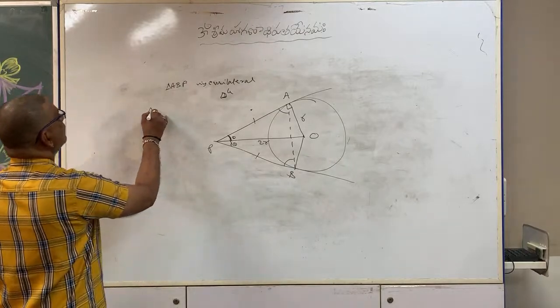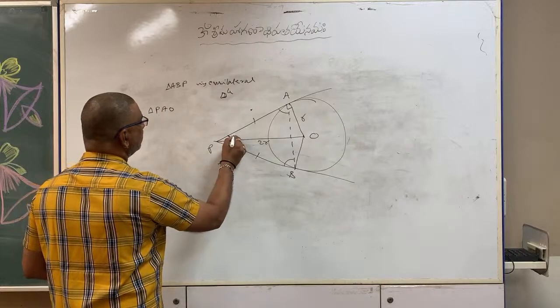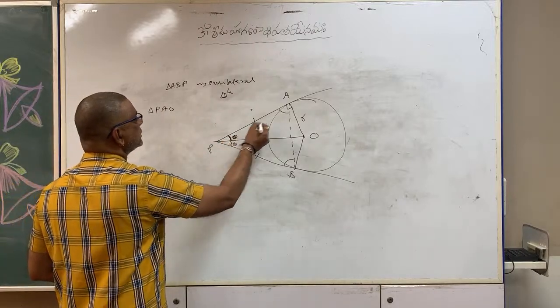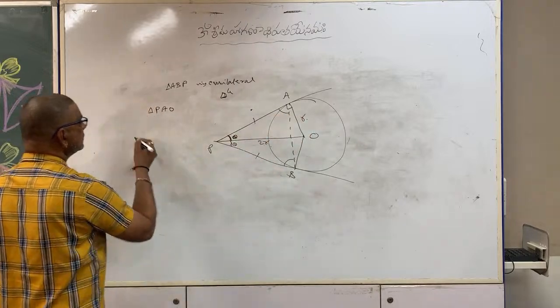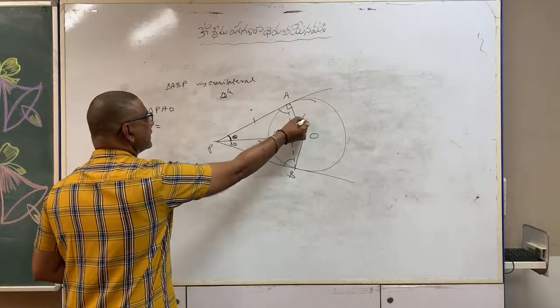Triangle BAO, I am taking this angle as theta. So with respect to this angle, this is the opposite side and this is the hypotenuse. That is sin theta, side opposite to theta by hypotenuse.